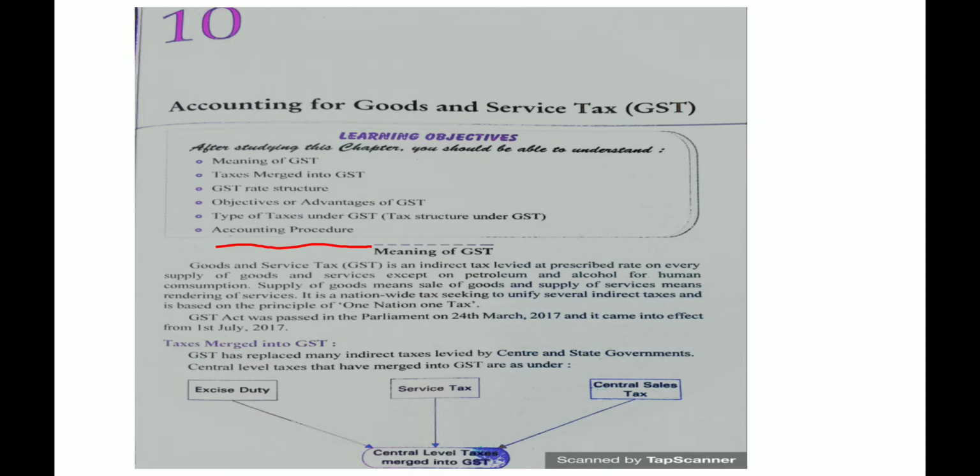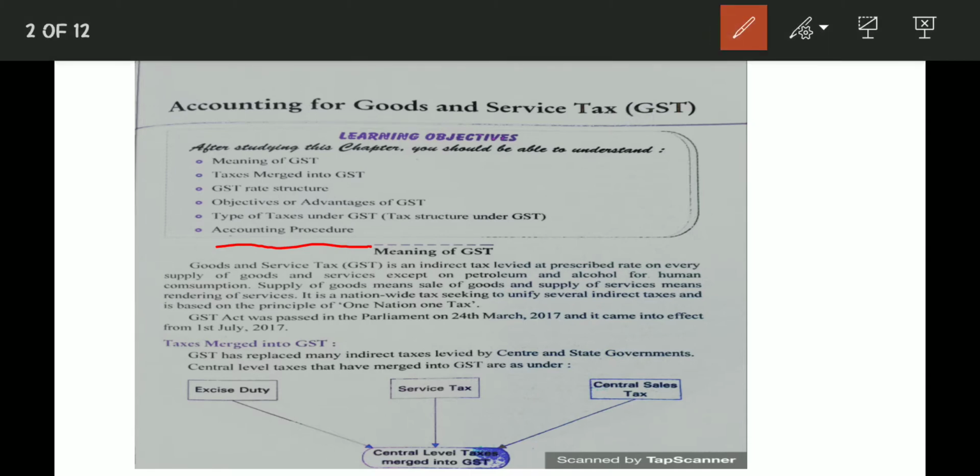So first of all, what is GST? Goods and Service Tax, that is GST, is an indirect tax which is imposed at a prescribed rate on every supply of goods and services, except on petroleum and alcohol for human consumption. First of all, there is a very important term, that is indirect tax.